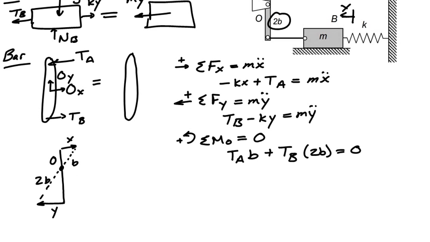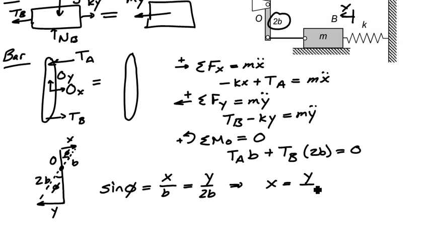Now what does that mean? We know the interior angles here and here have to be equal. If I call this angle phi, this angle here also has to be phi. Remember that opposite over hypotenuse is equal to the sine of an angle, so the sine of phi is equal to x over b, which will also equal y over 2b. Now, with the same angles and a small angle approximation, we can say that x is going to equal y divided by 2.